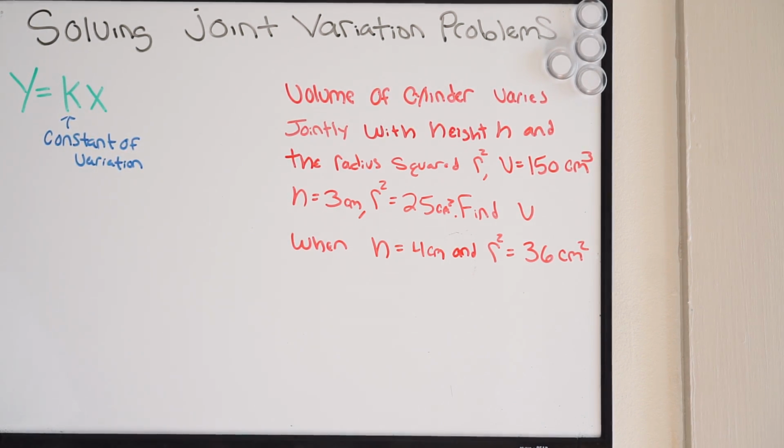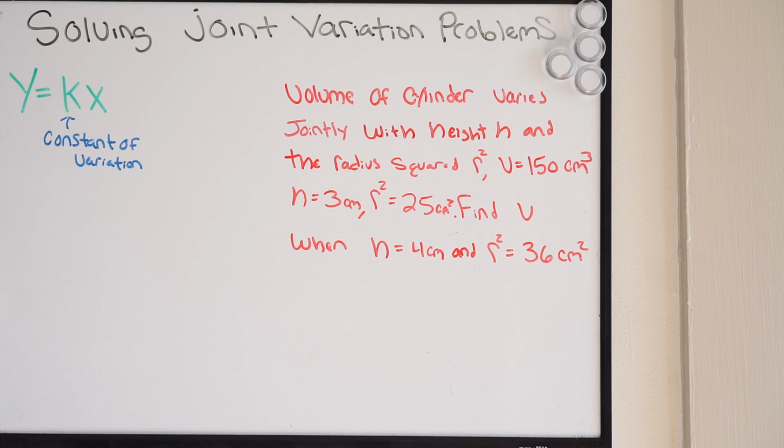Okay, so again, we're dealing with joint variation here. So again, that's a type of direct variation, except you're going to have more than one variable. You're having two or more variables now instead of just one. So again, let's rewrite this direct variation equation to better illustrate our problem.